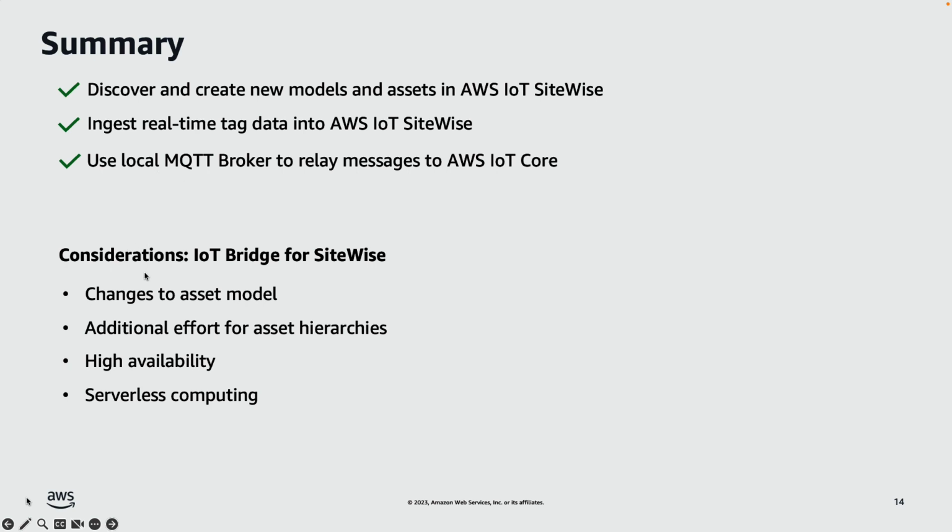Here are a few considerations before you decide if IoT Bridge for SiteWise is the right fit for your environment. The changes to asset models in the source system do not automatically update IoT SiteWise, so you may need to recreate the asset models. And you may need to spend additional effort to create and manage asset hierarchies in SiteWise when new assets are created. And also, IoT Bridge does not support high availability at the moment, so a workaround may be required. Lastly, IoT Bridge is deployed as an EC2 instance, so there is no serverless option available at the moment.